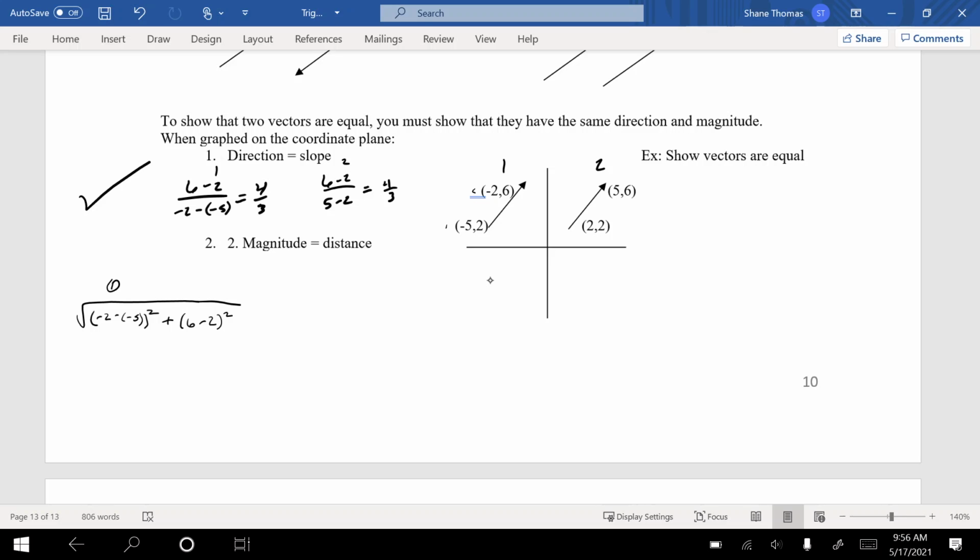So here I'm going to end up with 3 squared plus 4 squared. What's 3 squared? 4 squared. So 9 plus 16, which is going to be 25. Square root of 25 would be 5. All right, so that's the magnitude of vector 1. Do it again for vector 2.